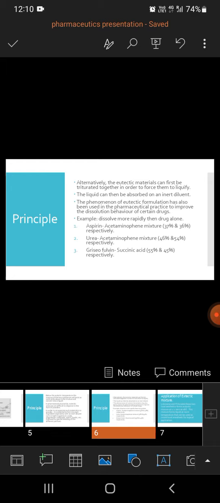The third example could be griseofulvin and succinic acid. It can be 55% to 45% proportion respectively.